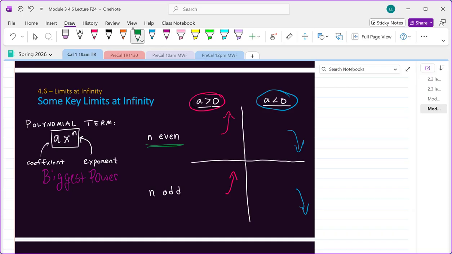So when n is even, like x squared, then the two sides of the graph go in the same direction. We know x squared, like both sides of the parabola go up. X to the fourth might have a little bit of wiggling in between, but both sides of the graph will go in the same direction. The same with x to the sixth, x to the eighth. All of those even powers, they will either both go up or both go down.